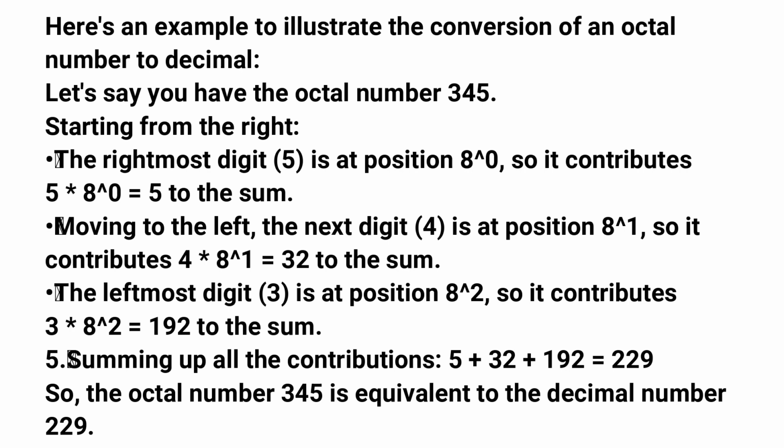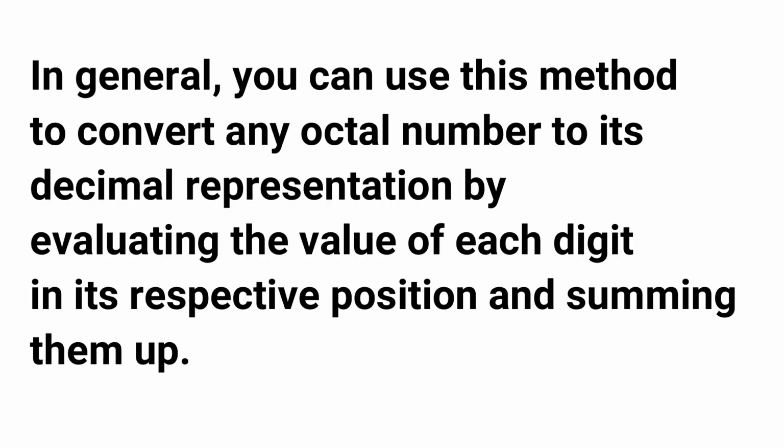5. Summing up all the contributions, 5 plus 32 plus 192 equals 229. So, the octal number 345 is equivalent to the decimal number 229. In general, you can use this method to convert any octal number to its decimal representation by evaluating the value of each digit in its respective position and summing them up.